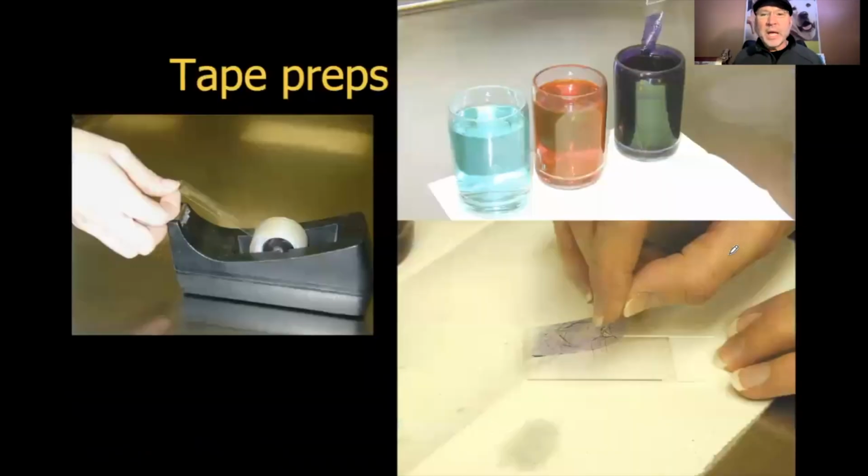I use a lot of tape preps. This is clear. It has to be the clear, not that magic tape that's kind of frosted in appearance, but crystal clear tape. And you take a piece of that and you stick it on the skin in between the toes on the papular rash, and then you stain it using our Diff-Quik stain, and then place it on a microscope slide and look at it under high power.